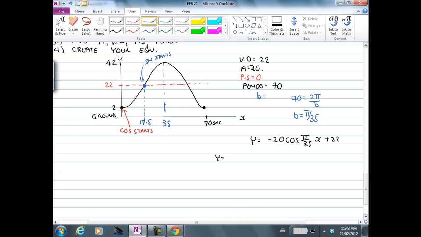So y, I don't have to think about it now. 20 sine, everything stays the same. 20 sine, pi over 35, x minus 17.5, plus 22. Once you find one equation, getting the other equation is very quick and simple.